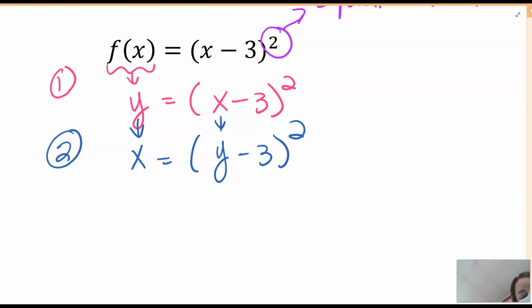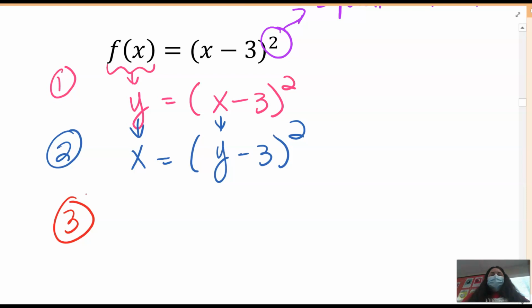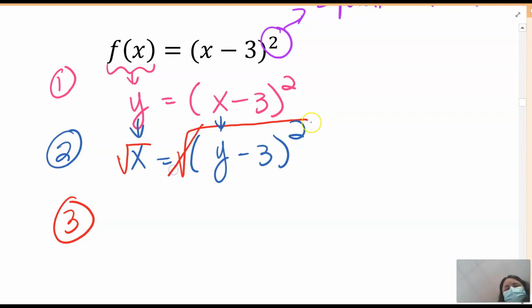Good. Then step 3 is to solve for y using inverse operations. So I need the y by itself. I need to get rid of the negative 3 and I need to get rid of the squared. But what do we do first? You take the square root of each side. Okay, good. So take the square root of x, and that will cancel the square root and the squared. So this is going to be the square root of x equals y minus 3.